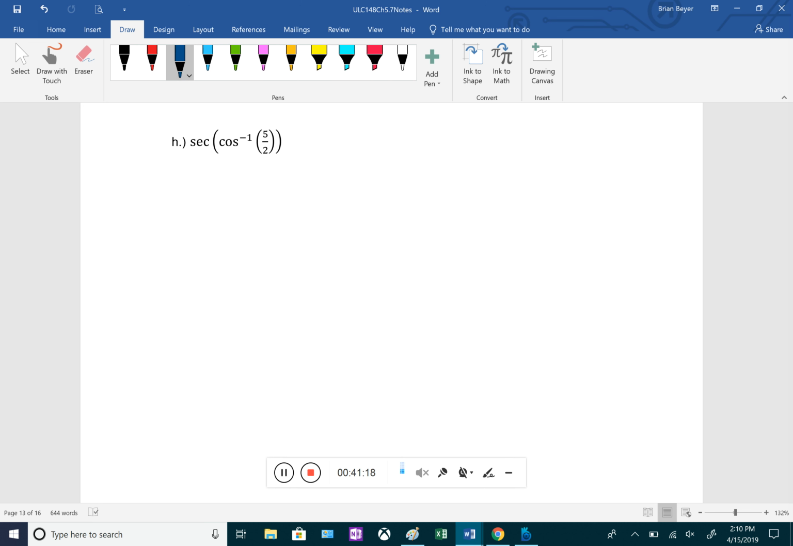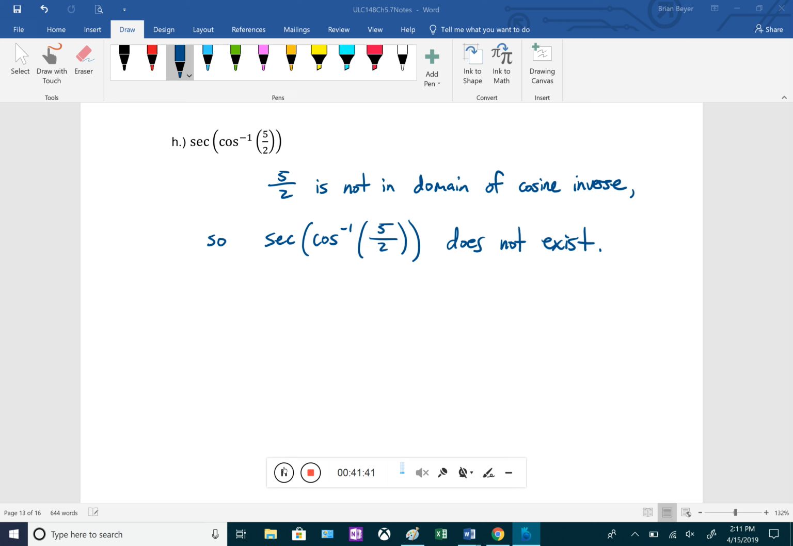So that's where it gets a little tricky. You should ask yourself every time before you start, is it in the domain, if it's one of the inverse ones? The domain of cosine inverse is from -1 to +1. 5/2 is not within those two numbers. That means this whole entire thing does not exist. If that inside function is an inverse function and it's not in that domain, then it does not exist. You only have to worry about it when it's inverse sine or inverse cosine, because for inverse tangent, the domain is -infinity to +infinity.